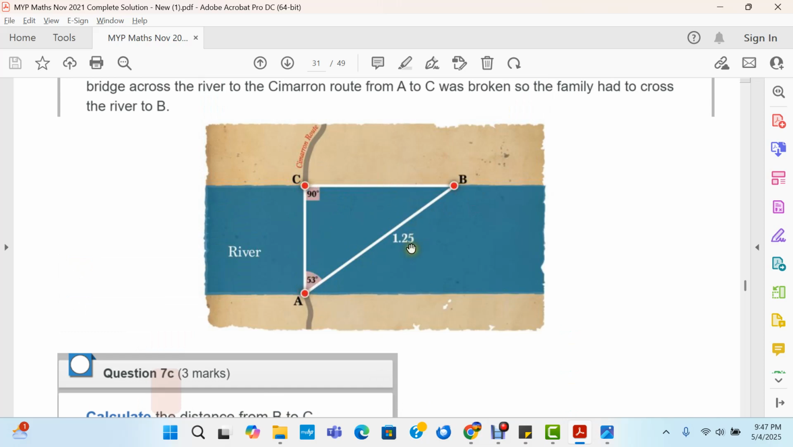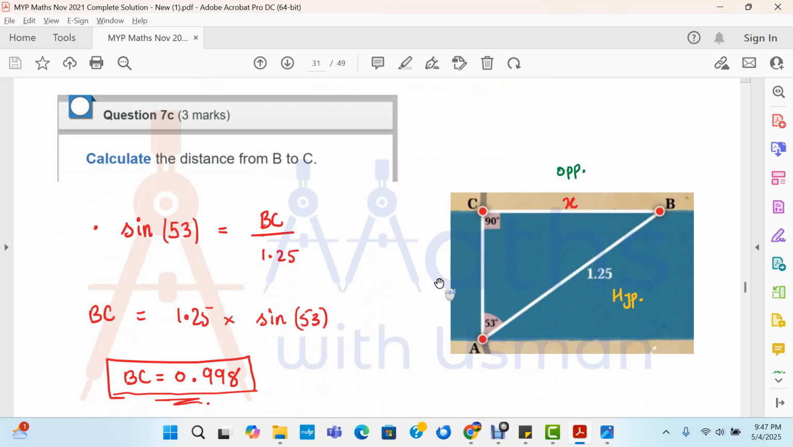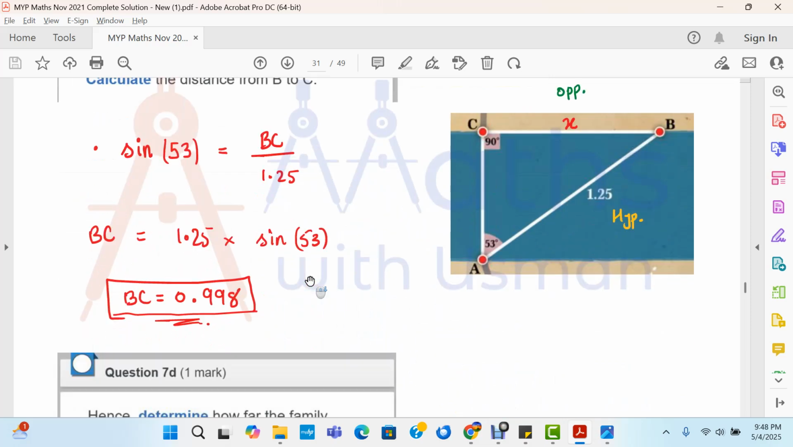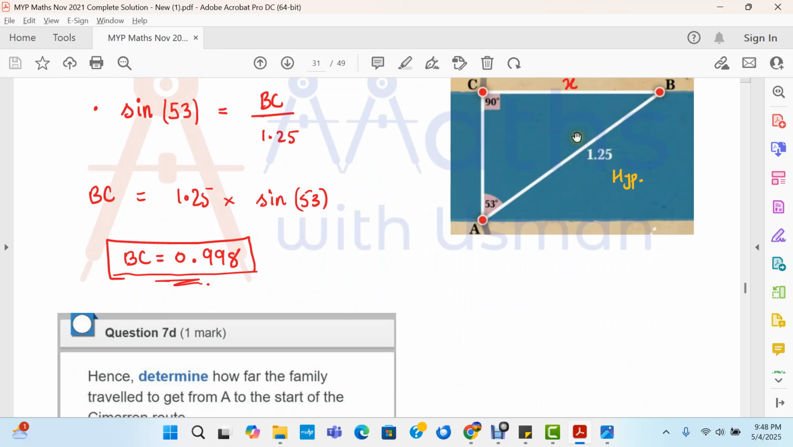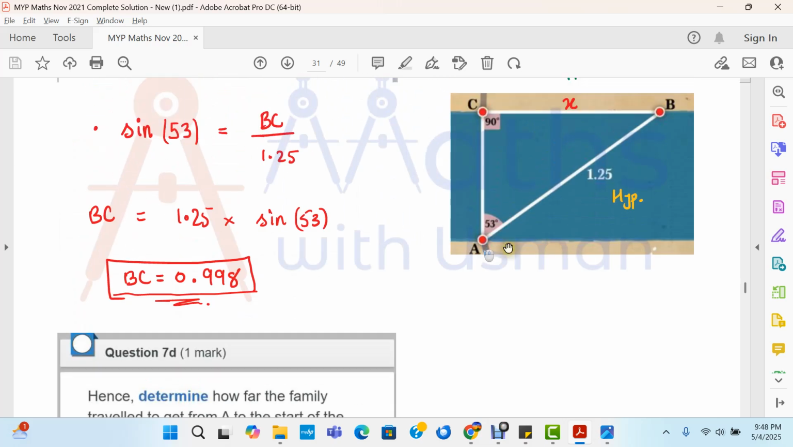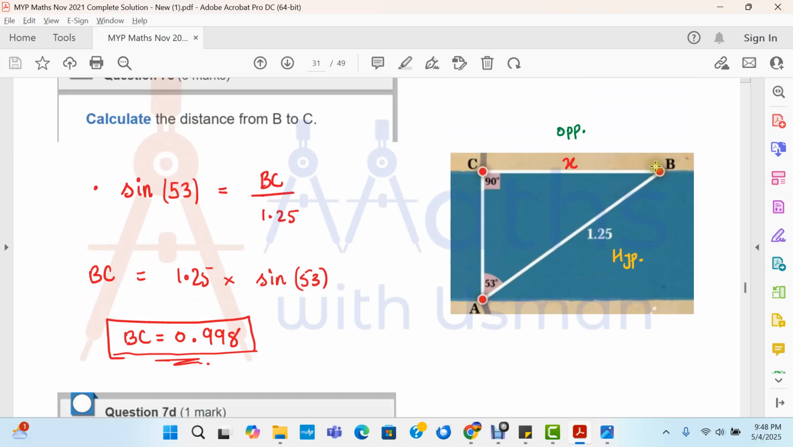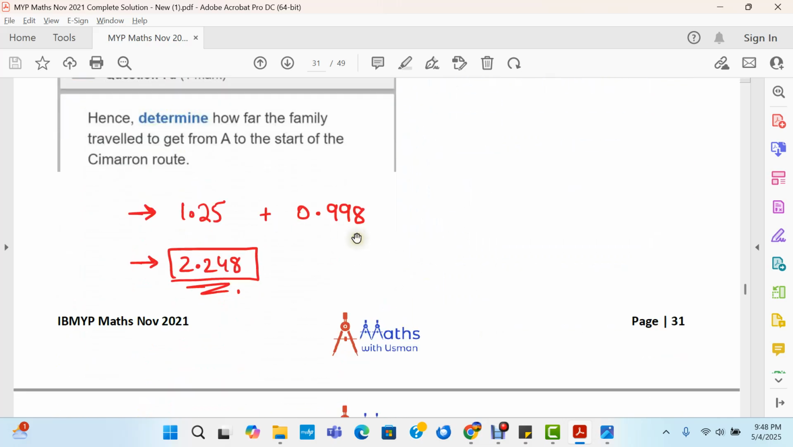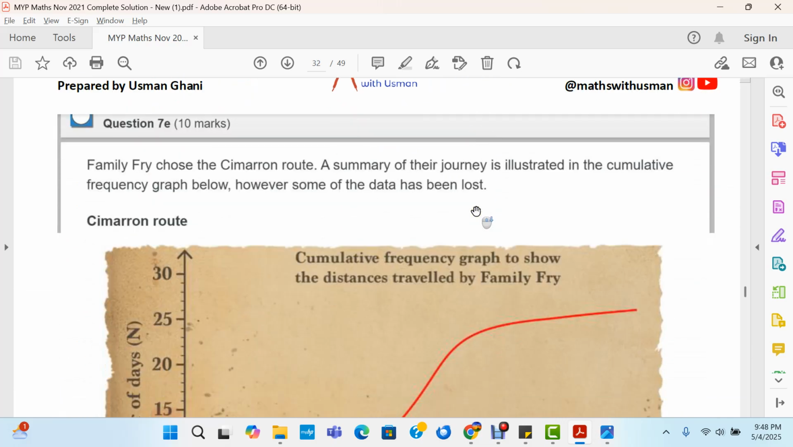Opposite hypotenuse linked with SOH, which is SOH. Sine of 53 is BC over 1.25. Do the math. Get your answer. 0.998 is your final answer. Okay. Determine how far the family traveled to get to A from the start of the route. So this plus this. So instead of this, which was a shorter route, you now have to take the longer route, which is this and this. Okay, so just add them. Easy. 10 marks.